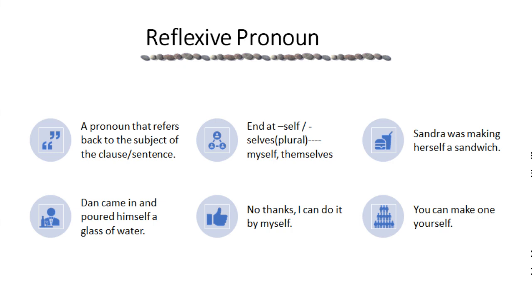For you, the reflexive pronoun is yourself. For him, the reflexive pronoun is himself. For her, it is herself. So in this way, we use reflexive pronouns in sentences.